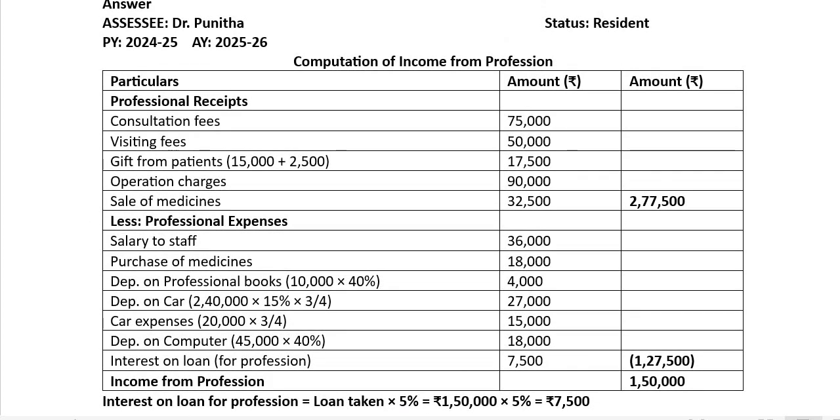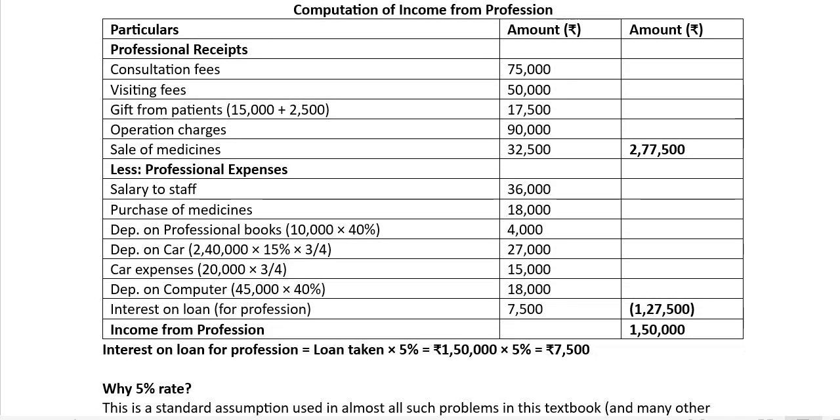So at last what we have to do? We have to add all the professional receipts. All this we added, we got 2,77,500. And all the professional expenses we added, we will get 1,27,500. Why in the bracket? Because we should deduct it. So 2,77,500 minus 1,27,500. So we got income from profession 1,50,000.